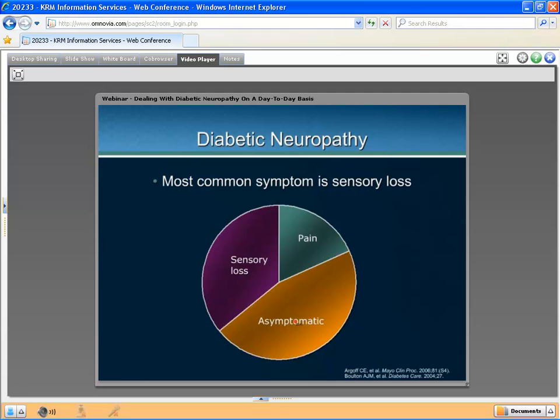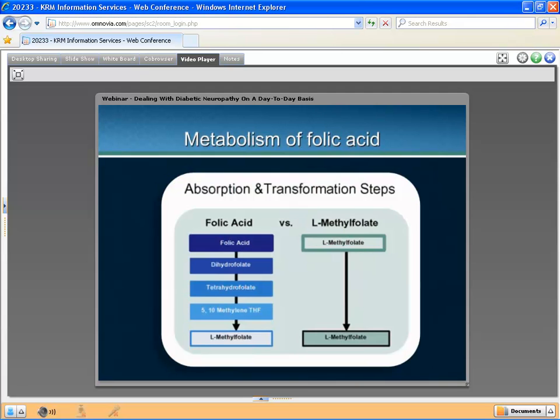This is when I like to get patients. If I can get them in the asymptomatic stage, I can treat it and often prevent it going to the sensory loss and then to the pain. I can treat patients no matter what stage they're in with the neuropathy. If I catch them early enough, it's much easier. Earlier is always better with anything, as you can imagine.